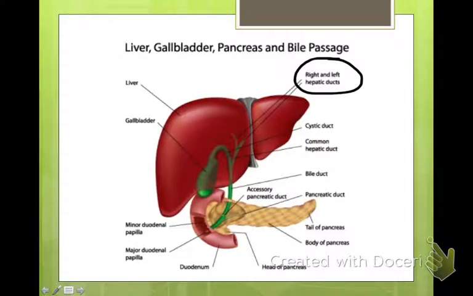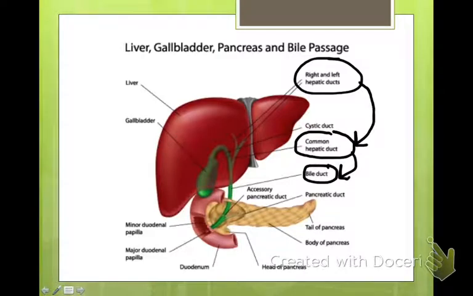Okay, so right and left hepatic ducts are where the bile first enters to leave the liver. Those two come together and they form the common hepatic duct. So the right and left hepatic ducts form one duct together called the common hepatic duct, and you can see that if you follow along where those lines are pointing. Now, if the duodenum needs the bile to emulsify fats, it's going to continue down the bile duct.